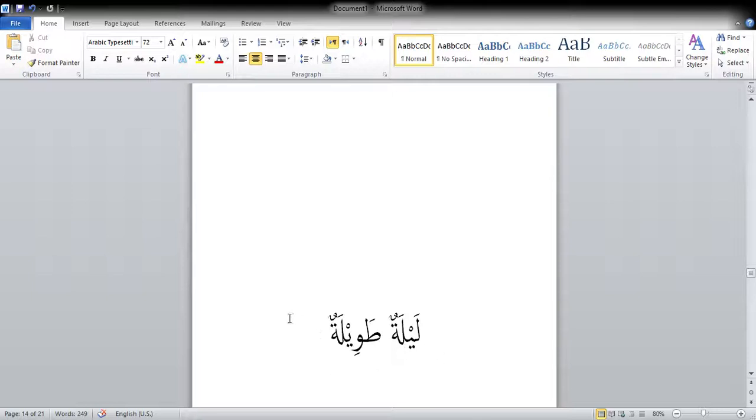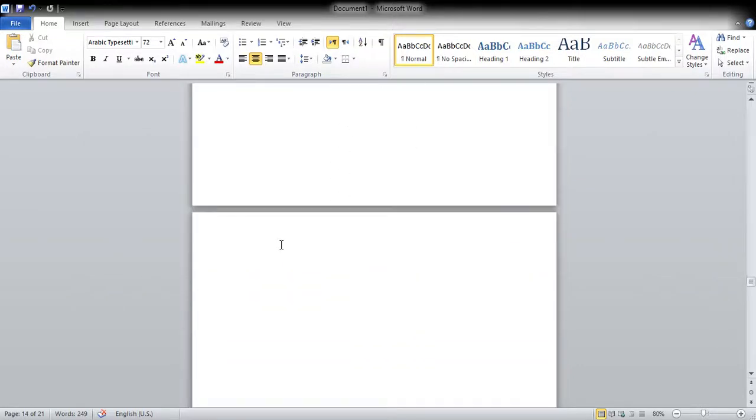Laylatun tawilatun. So, both feminine, both are indefinite, and they're both in rafa state, so we can pretty confidently say this is mawsoof sifa construction. Can you translate it? Laylatun tawilatun. Tawilatun. Long. So the long night. A long night. Yes. Okay.